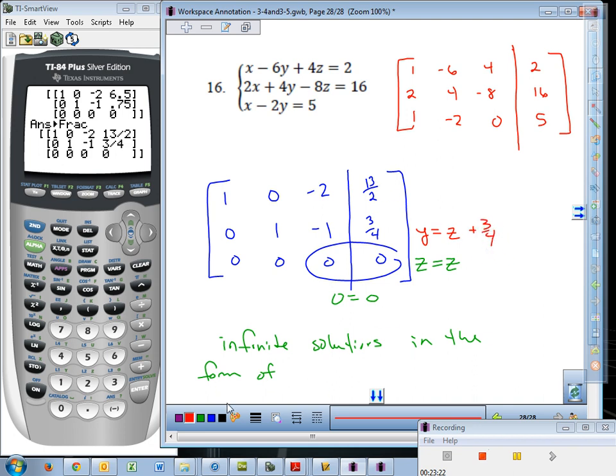Now get me the top equation. x equals 2 what? 2z plus 13 halves. Then your final answer goes x, y, z, all in terms of z. 2z plus 13 halves, z plus 3/4, and z. Awesome.